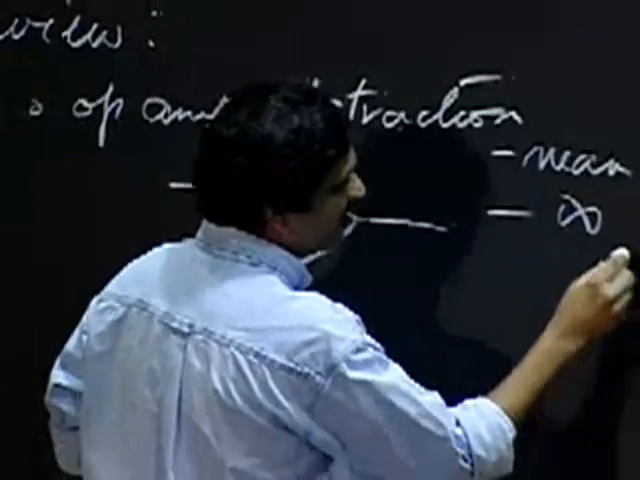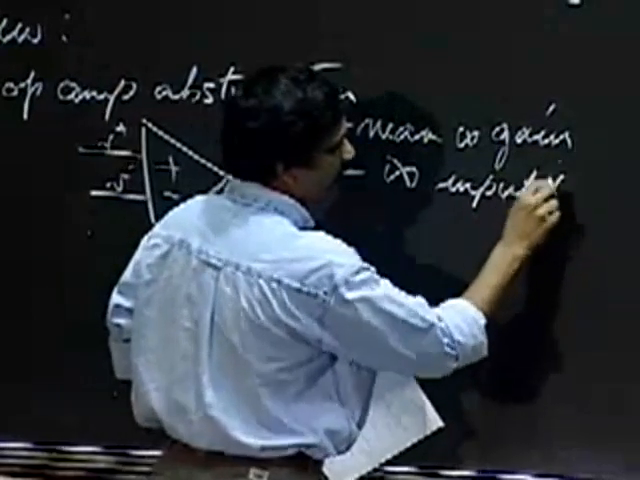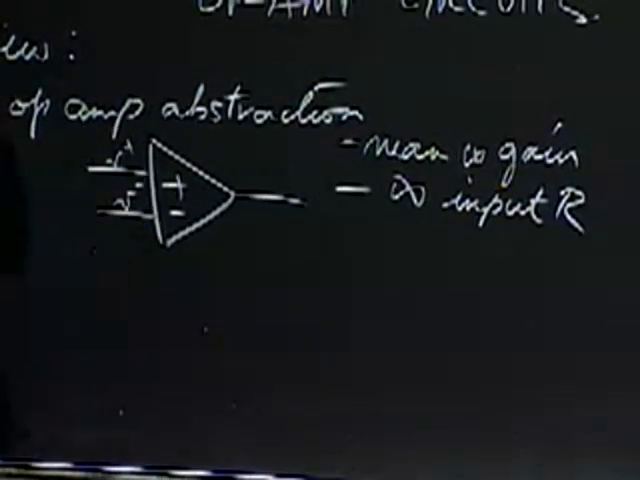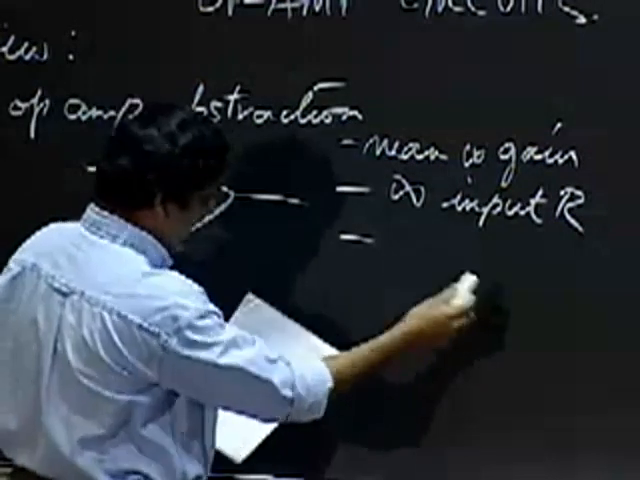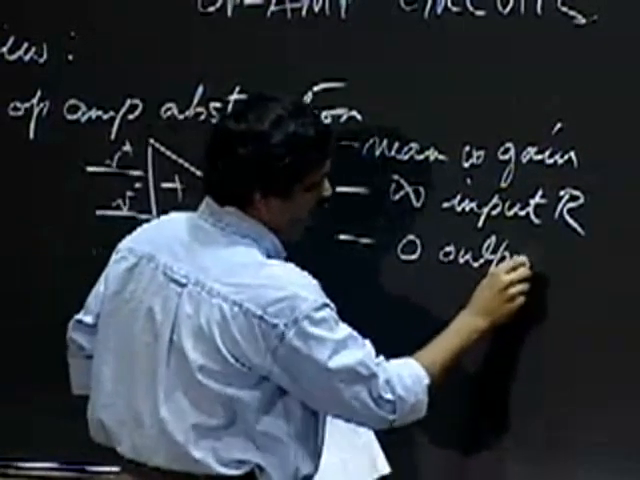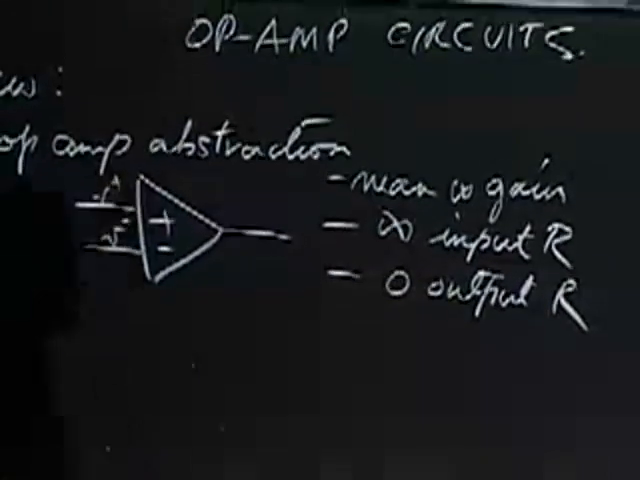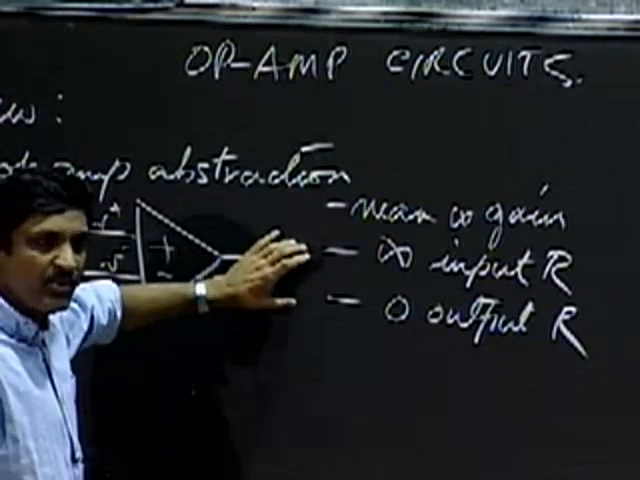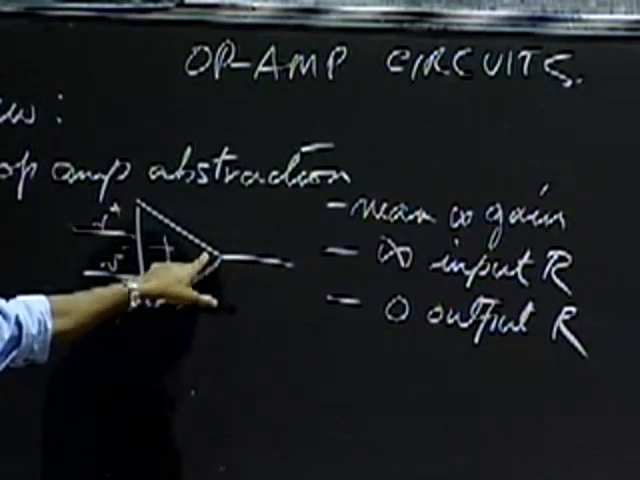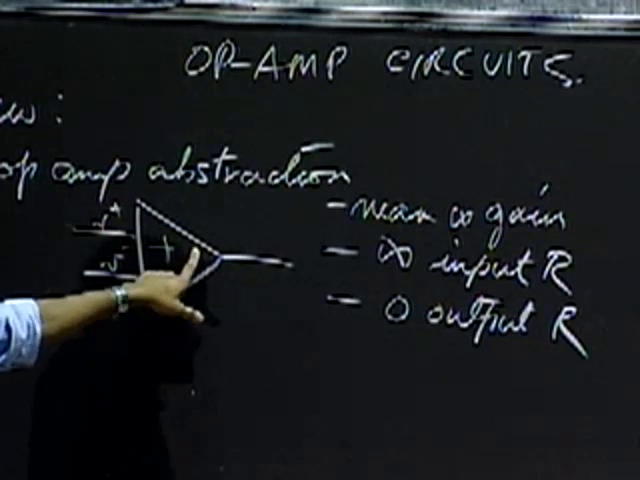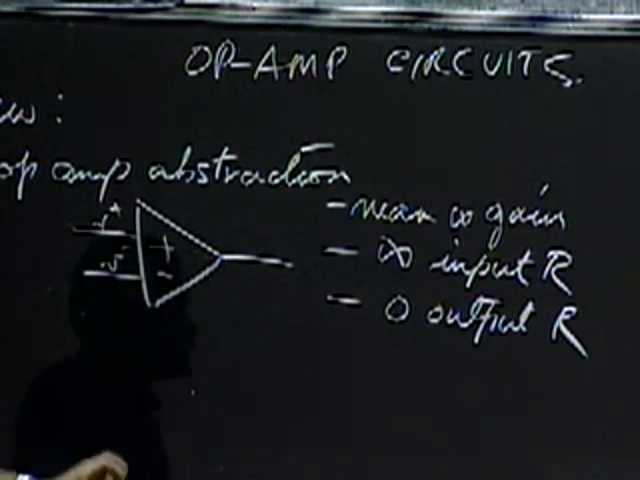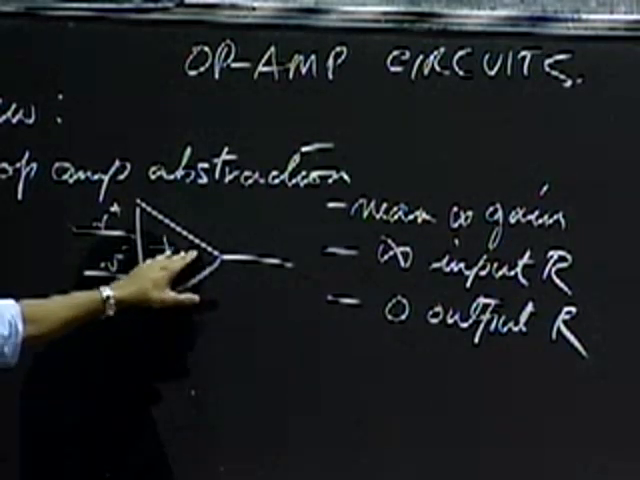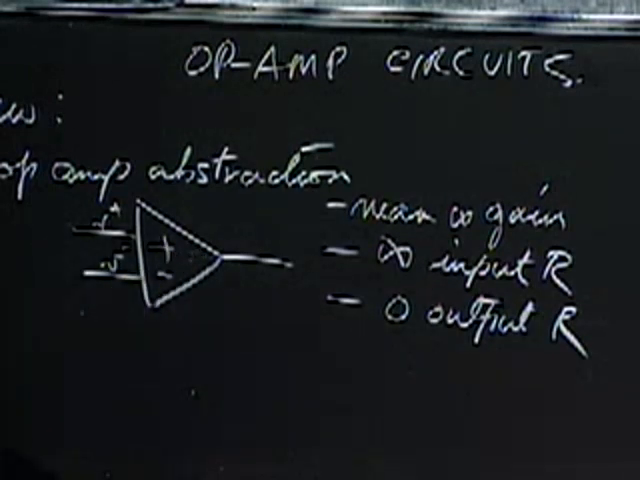We also saw that it had infinite input resistance, so that the current flowing in here or here was 0, and also had 0 output resistance. Now this is my ideal op-amp, where irrespective of what load I connect here, the op-amp could supply pretty much any current. Now in practical op-amps that's not the case, but suffice it to say that when used as an ideal op-amp, the output resistance is going to be 0.